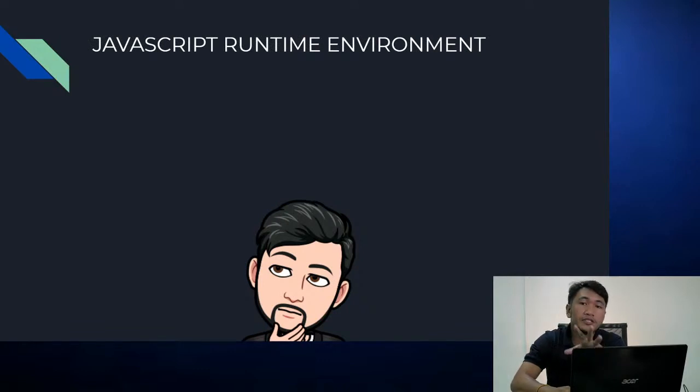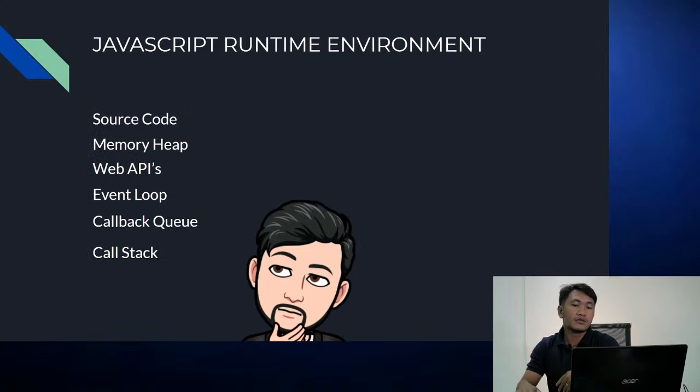So now that we understand pretty much the concept of asynchronous and synchronous operation, we are going to dig deep into the JavaScript runtime environment. Are you guys ready? Our JavaScript runtime environment has these elements inside of it: the source code, the memory heap, the web APIs, the event loop, the callback queue, and the call stack.